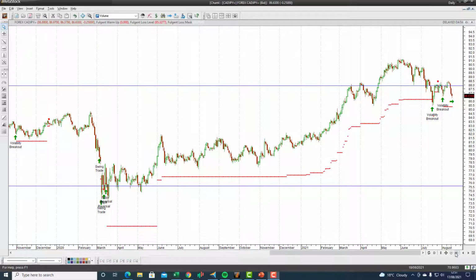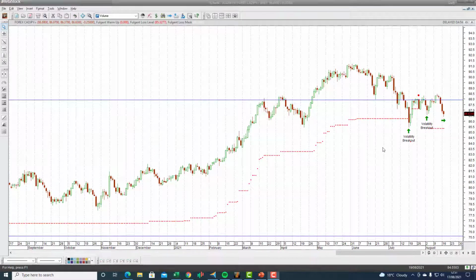We now have a new signal here, volatility breakout. You see the trading stop loss here is just about below the 85.5 level. And it will be interesting to see if we're going to get back above the old highs here. But so far, so good. CAD yen, fantastic trade there the last couple of months. And we have a new volatility breakout trade on CAD yen.